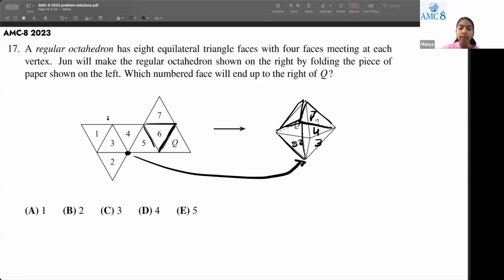That means that 1 must be on the right of Q, because we know that 7 is already there, 6 is already there, Q is already there, 5 is here, 4 is here, 3 is here, and 2 is here. That means that 1 must go there. There's no other option for 1 to go. And so our final answer is 1. And that's how we got our answer choice A.